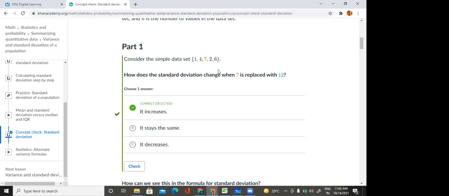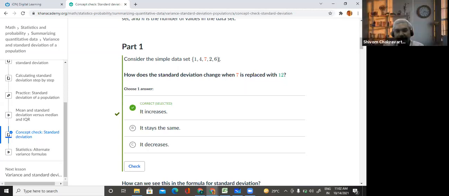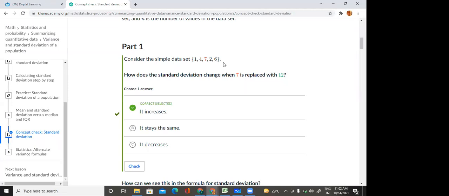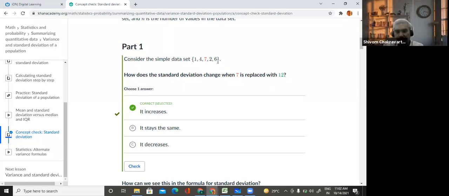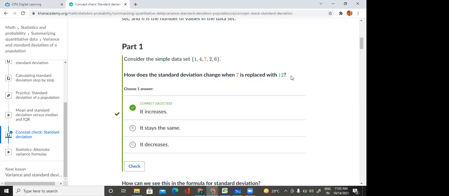But if we have to think about it, 8 will still increase the standard deviation a little, because all these 1, 4, 2 are distant from that 8. But if we put 5 here, which is very near to the rest of the numbers, what will happen to the standard deviation? Should increase, most probably.